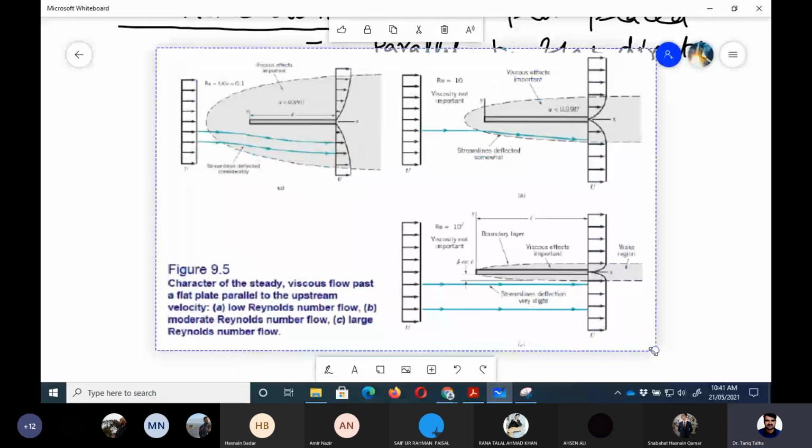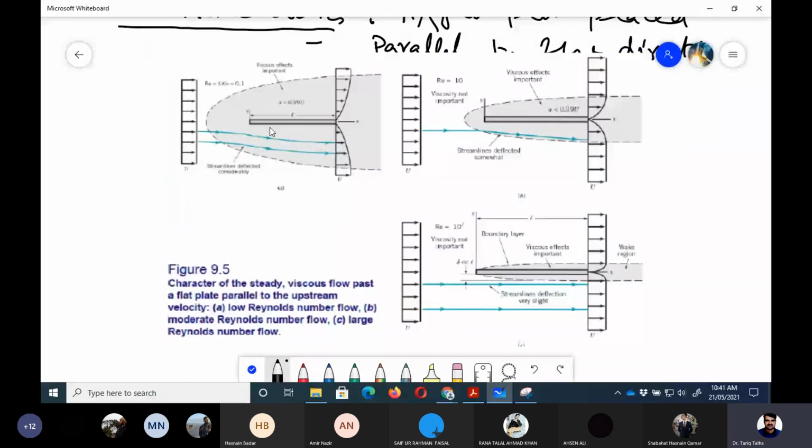This is the flat plate which is placed parallel to the flow. The flow is coming from the right hand side. At the moment we are talking about figure A, where the Reynolds number is 0.1. 0.1 means that, because Reynolds number we know is the ratio of inertial forces divided by viscous force.